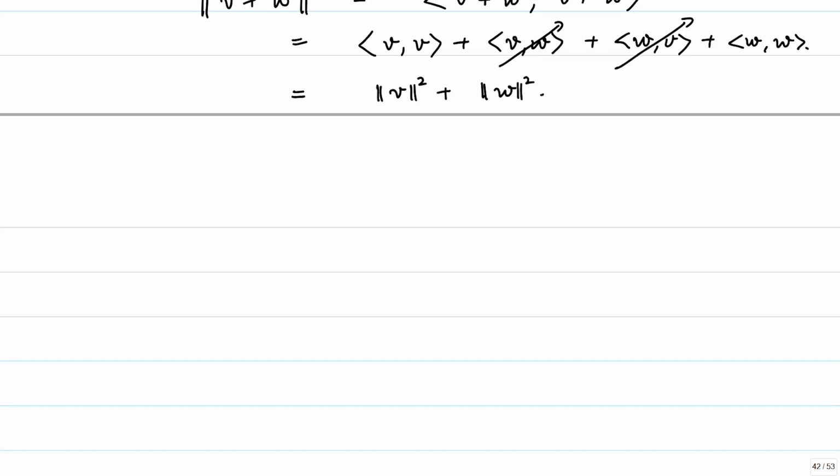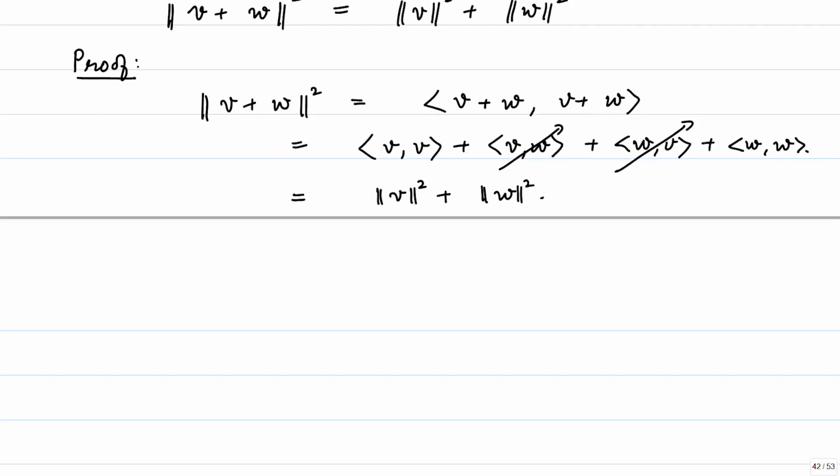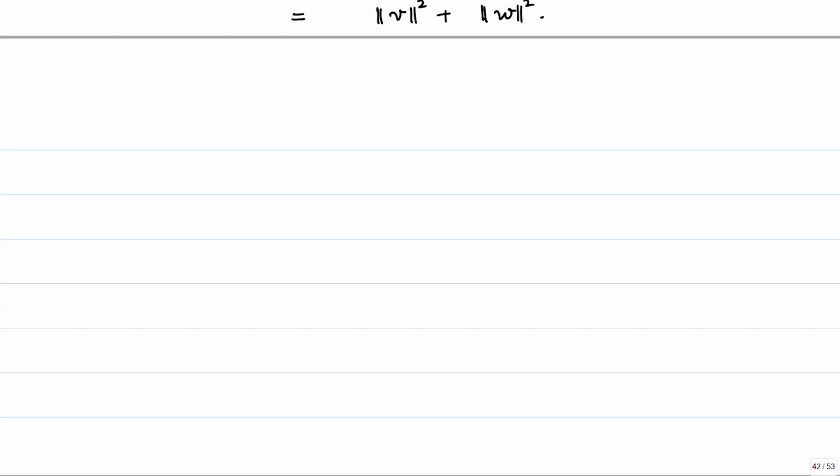So the inner product and the properties therein give us a very compact and an elegant proof of the Pythagoras theorem. In fact, we can say a little more: a more general version of the Pythagoras theorem can be proved. So let me just write that down.